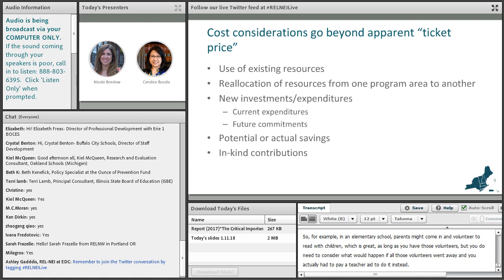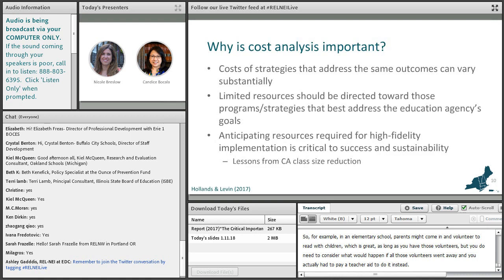So why is cost analysis important? First, there have been lots of studies that show that the cost of strategies that address the same outcomes can vary substantially. A simple example, if you think about tutoring for children to improve reading performance, you could have trained teachers do this, you could have adult volunteers, or you could have other students do peer tutoring, and clearly the cost of those three things is going to vary quite a lot. But you also need to consider that the impact could vary quite a lot.